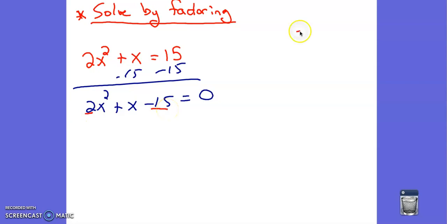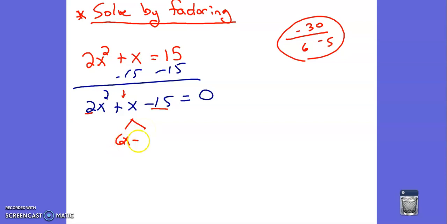So you multiply those together to be negative 30. And then you find out what times what is negative 30. So it could be 5 times 6, could be 10 times 3, but it has to also add together to give me positive 1. So what I'm going to do, I'm going to use 6 and negative 5. Those do multiply together to give me negative 30, and they add together to give me positive 1. So I'm going to literally break this up into 6x and minus 5x.